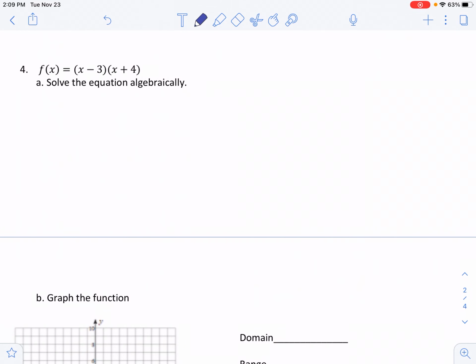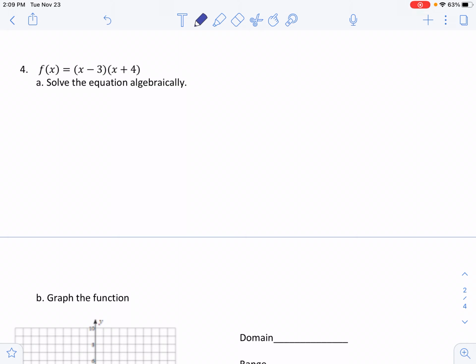This is 3.1, task 1, part 2. So we're starting at number 4. Before we were solving by square roots and then factoring to see if we got the right answer, or not factoring, excuse me, graphing to see if our square root answer matched our graph answer. Now we will be solving by factoring.